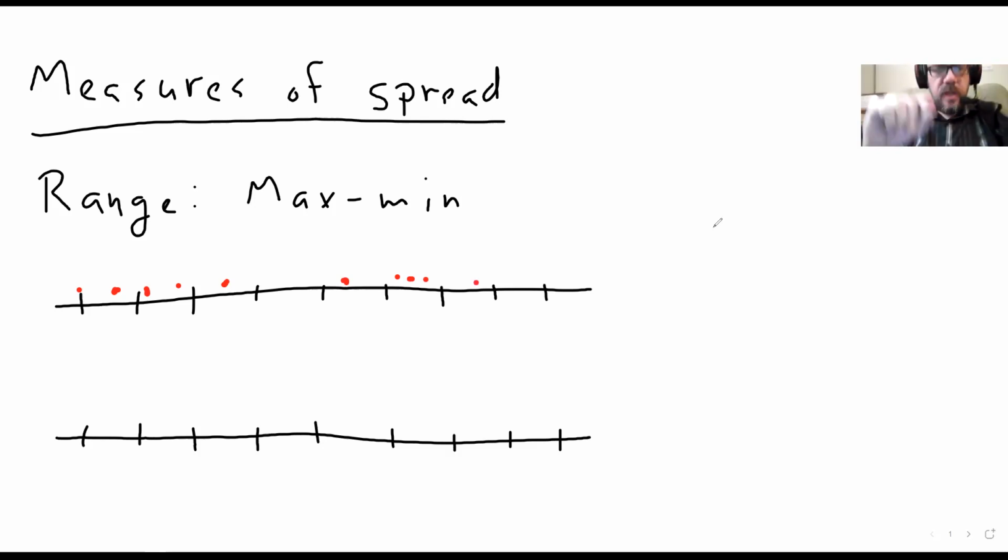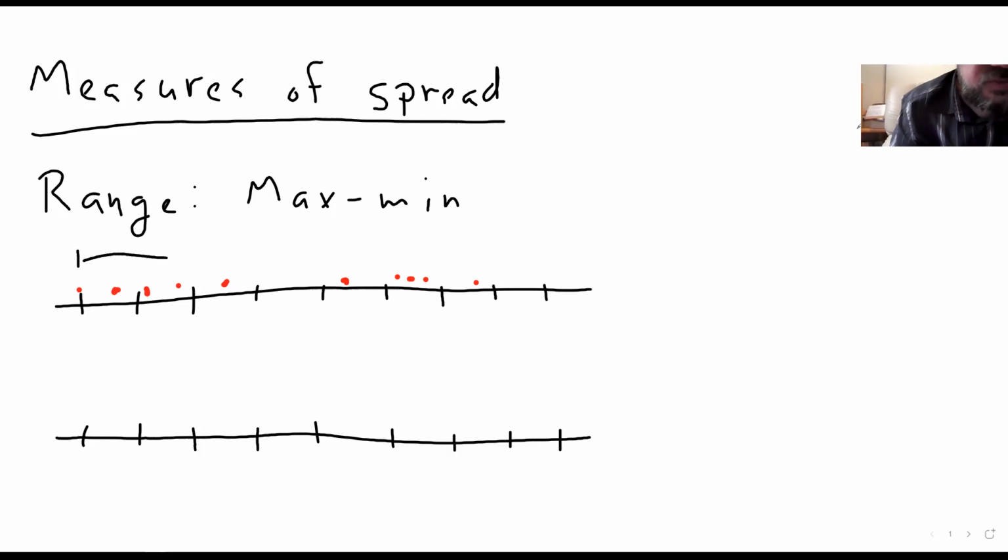Okay, so the range is just the difference between the maximum value and the minimum value. That's it. It's literally max minus min. Whatever that number is, that's the range. Now that works okay. It's not the best or worst of the measures of spread, but it's a little coarse. You can imagine that it's pretty easy to get a range that doesn't do a very good job of representing your data. Now, in this case, it's probably fine, right?